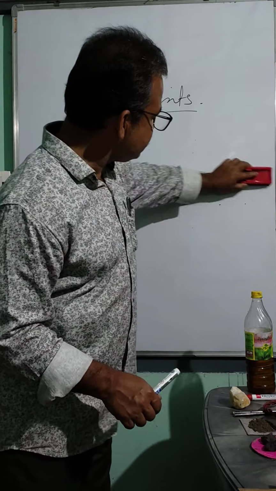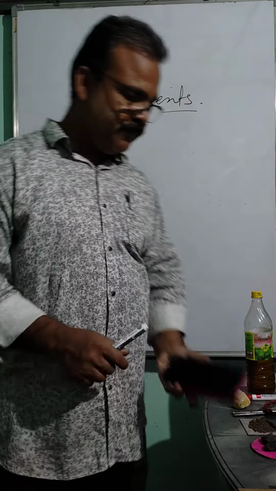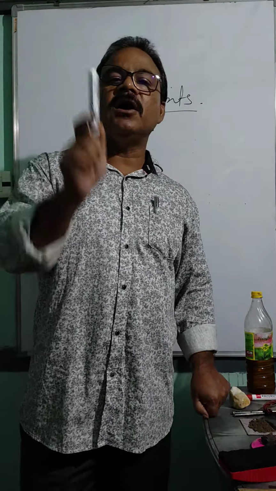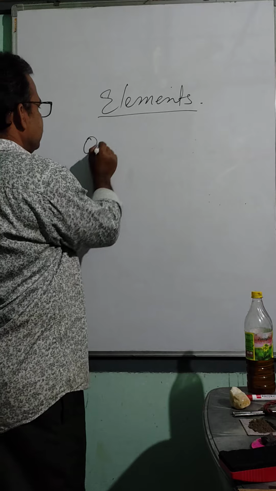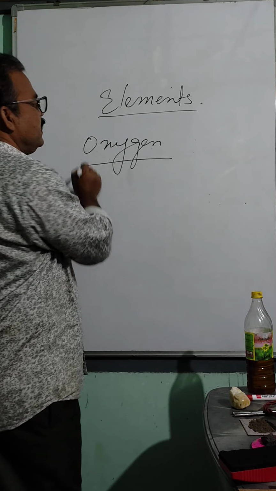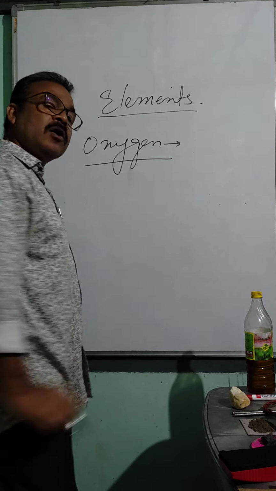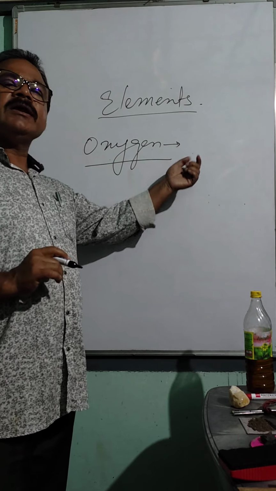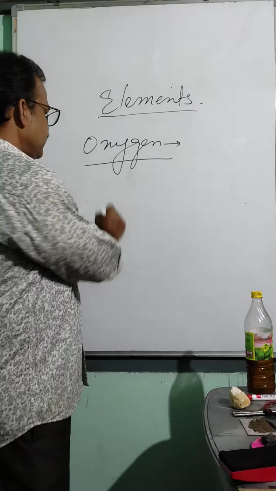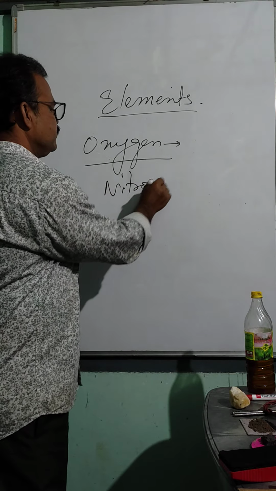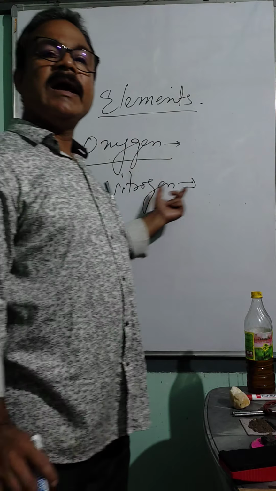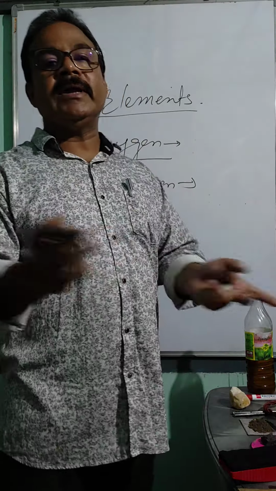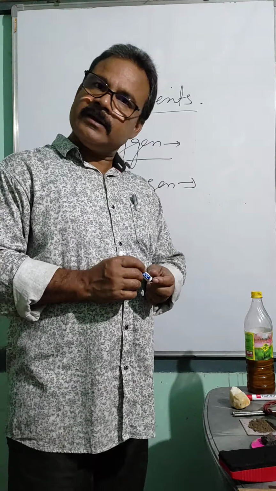So what are elements? Elements are the substances which contain the same kinds of atoms. For example, in oxygen you will get only the atoms of oxygen. Similarly, in nitrogen you will get only the atoms of nitrogen. In iron, you will get only the atoms of iron. In copper, you will get only the atoms of copper. Clear?